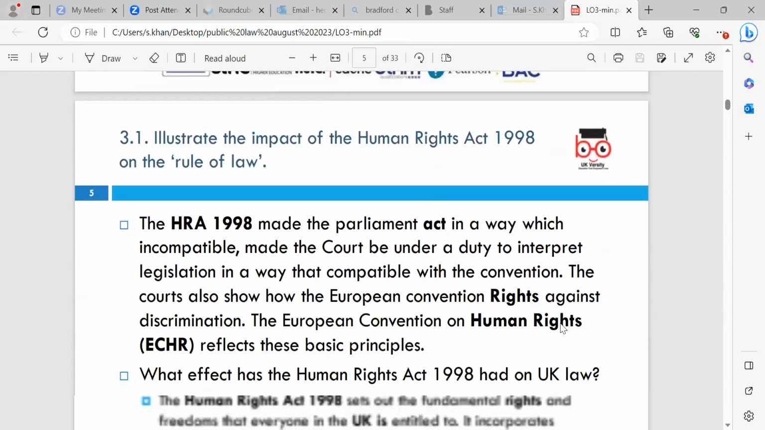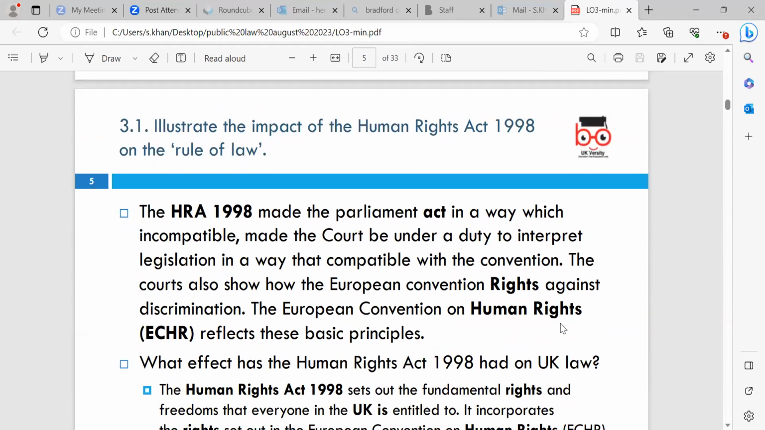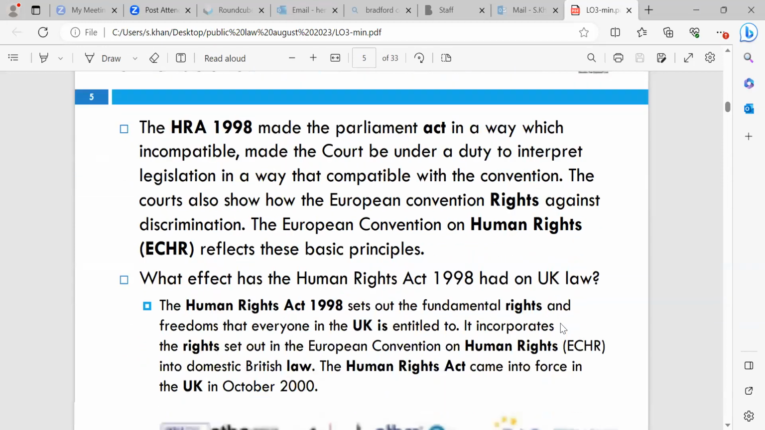So 3.1, illustrate the impact of the Human Rights Act on the rule of law. The Human Rights Act 1998 placed the courts under a duty to interpret legislation in a way that is compatible with the Convention, and the courts also show how the European Convention protects rights against discrimination. The European Convention on Human Rights reflects these basic principles.